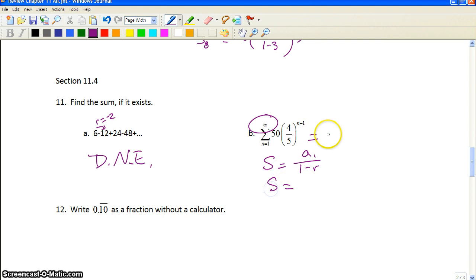So S equals a sub 1, which is going to be 50, over 1 minus the rate, 4/5, and we get what that equals. We just divide that out. And make sure you do this correctly, guys, because if you're not, you're going to have issues. Make sure you type it in yourself and get 250.